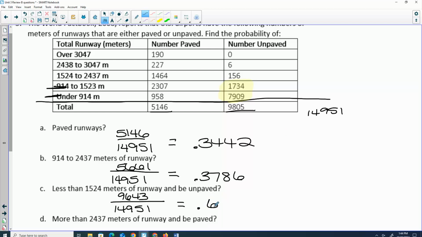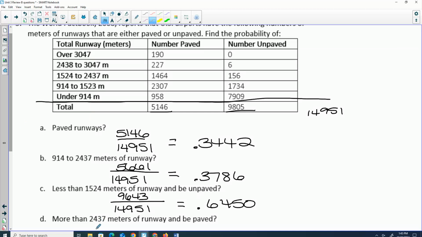So we get 0.64497, so it's 0.645. Are we doing okay so far?